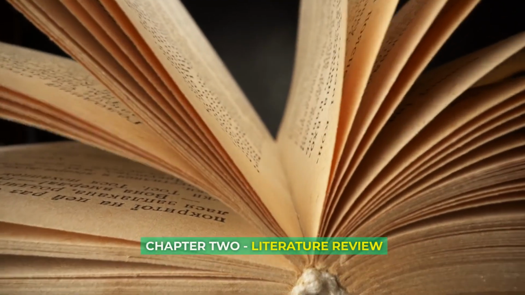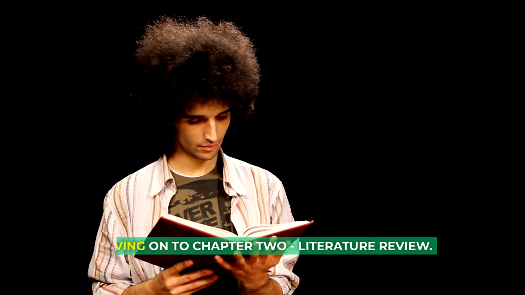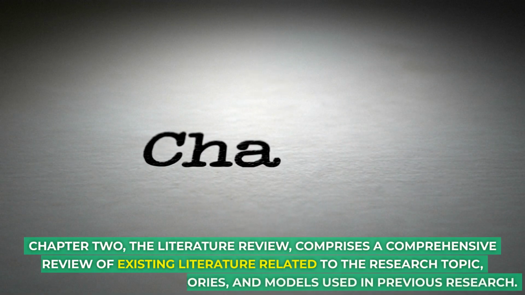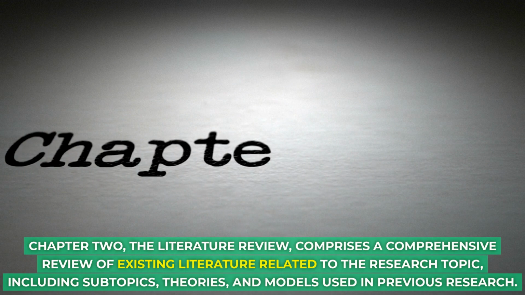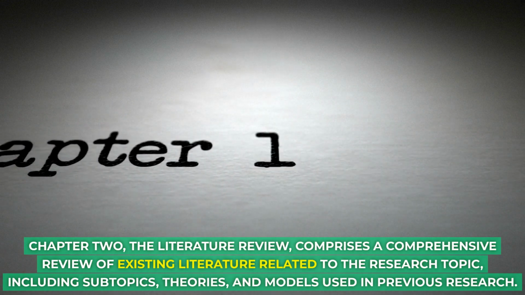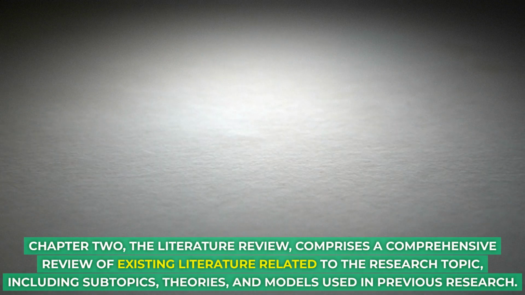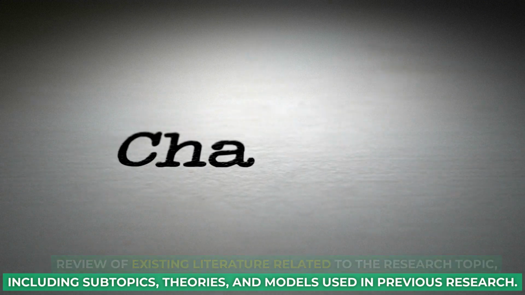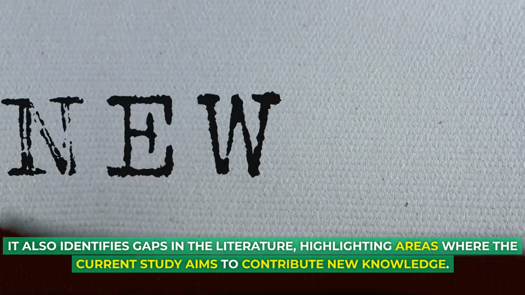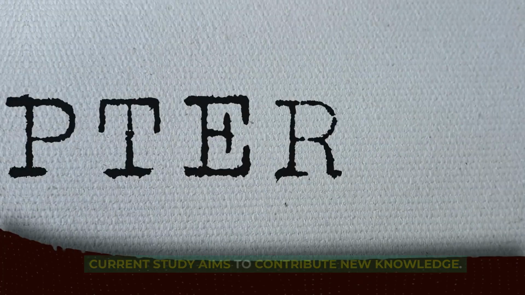Chapter 2 Literature Review. Moving on to Chapter 2 Literature Review. Chapter 2, the Literature Review, comprises a comprehensive review of existing literature related to the research topic, including subtopics, theories, and models used in previous research. It also identifies gaps in the literature, highlighting areas where the current study aims to contribute new knowledge.